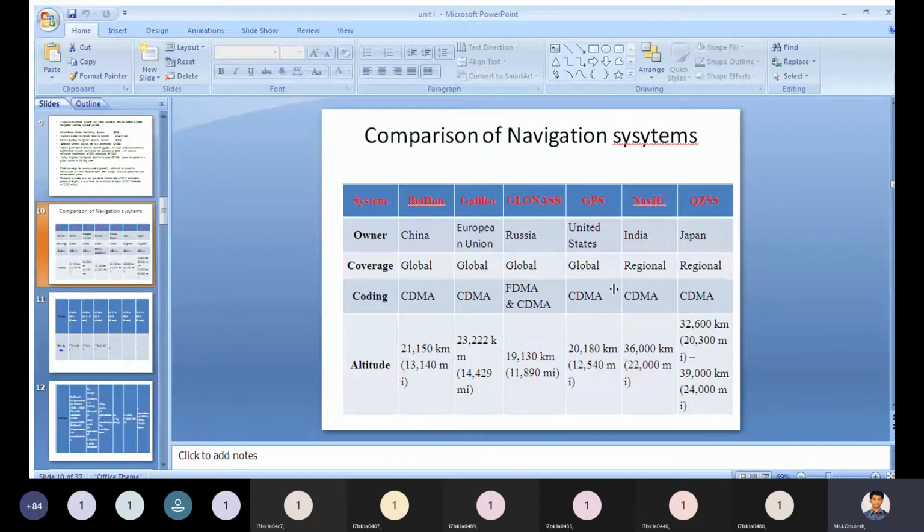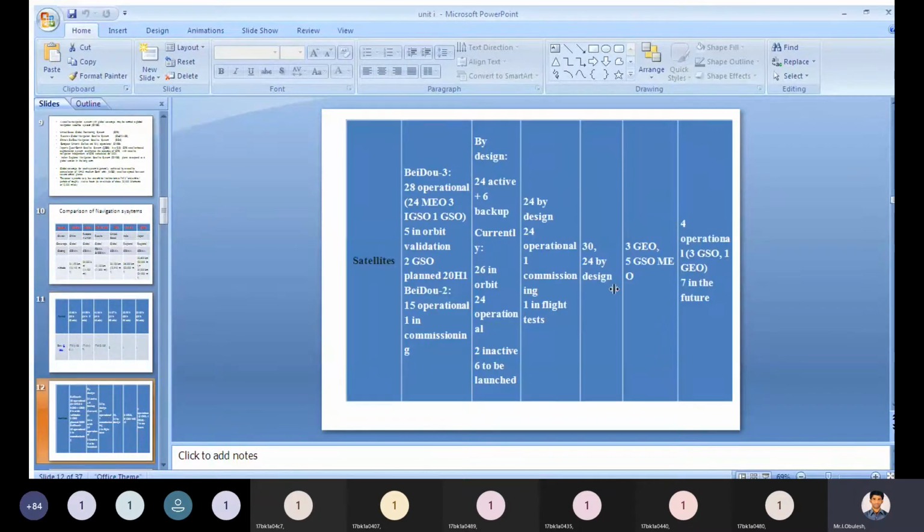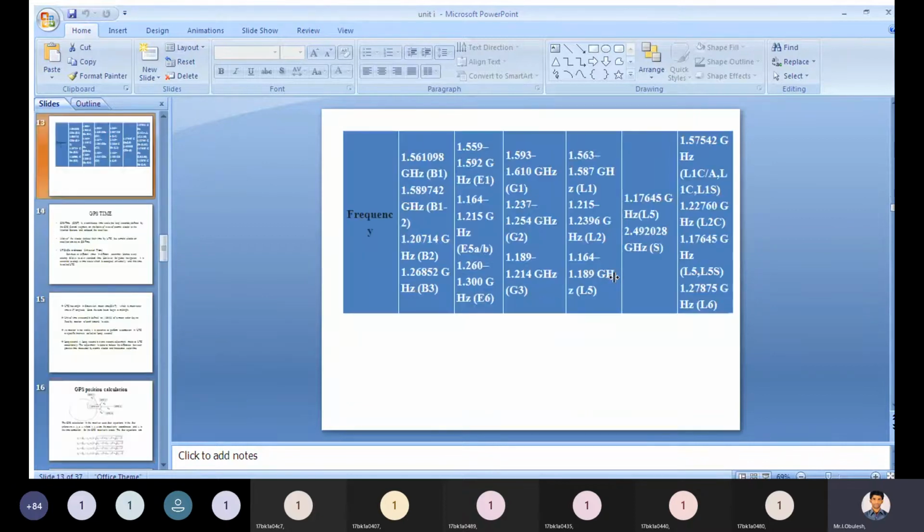And what type of code is used? What is the elevation? What is the time period? How many satellites are used for each and every system? Then what is the frequency of each and every system? Up to that point we completed.